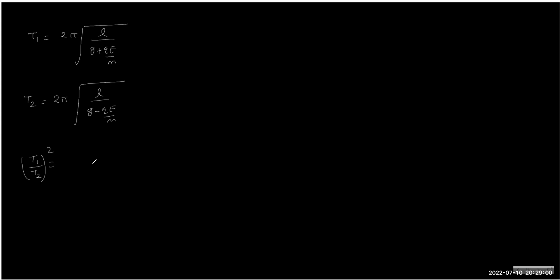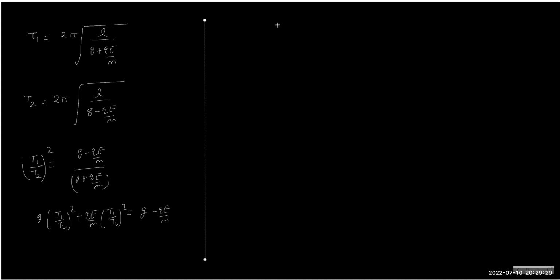And what is the square? G minus QE by M upon G plus QE by M. I hope you can rearrange the terms. We can write it as, eventually, this could be a perfect experiment to find the electric field in a space. I mean, that's really nice. So we got the answer.